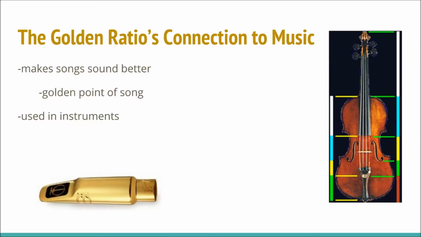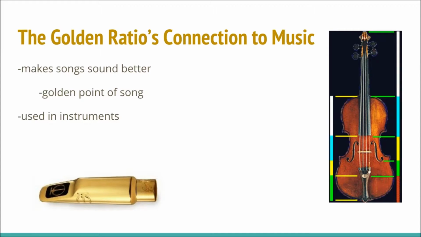The golden ratio can be represented in music in a number of different ways. In every song, there's a golden point which is 61.8% of the way through. The song can sound better if the climax or bridge starts at this point. Songs can also make the number of measures be equal to a Fibonacci number, or play notes corresponding to it.